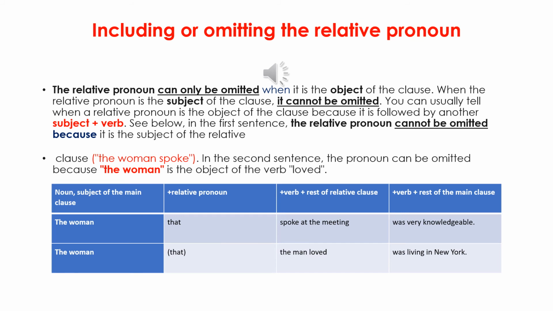See below. In the first sentence, the relative pronoun can't be omitted because it's the subject of the relative clause. The woman who spoke. In the second sentence, the pronoun can be omitted because the woman is the subject of the verb. The woman who laughed.